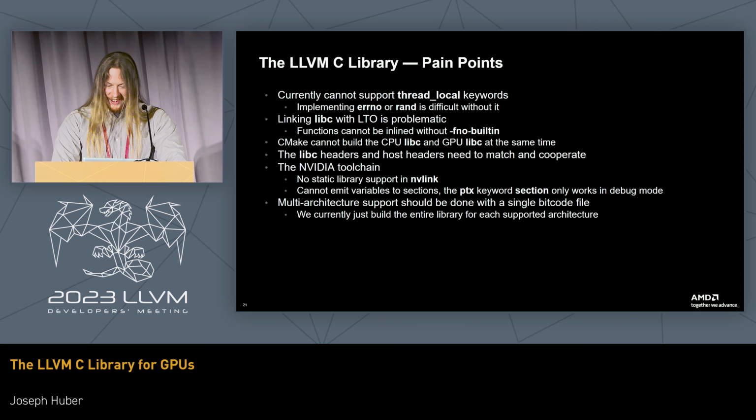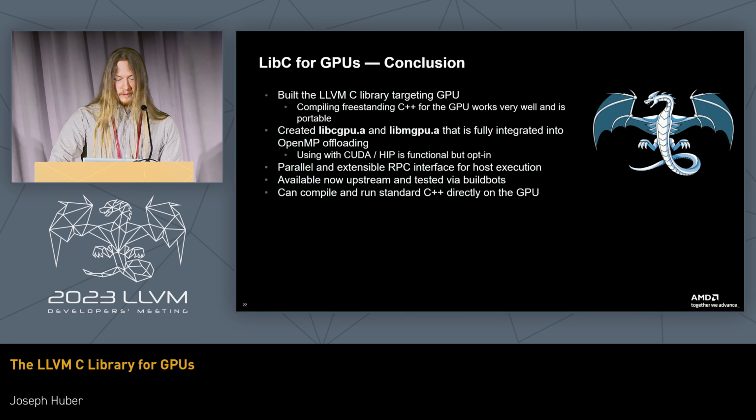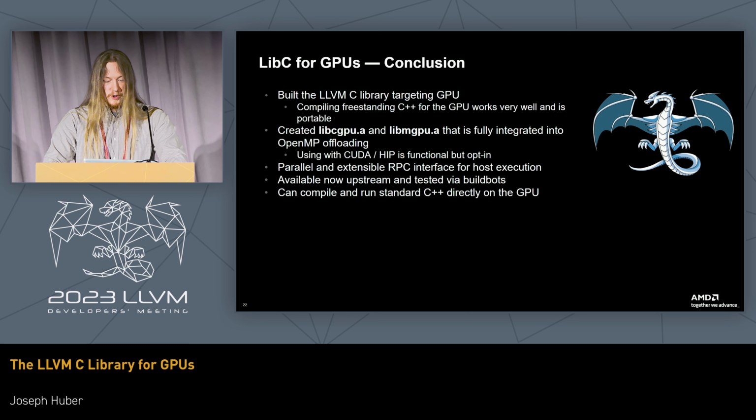I'll fix that eventually. Alright, so in conclusion, I built the LLVM C library targeting the GPU, and it turns out that compiling freestanding C++ for the GPU works surprisingly well. And it's not super surprising when you think that most offloading languages are pretty much just C++ with some built-ins made to look like nice little keywords. So I created this libc GPU and libm GPU, which are just static libraries that you can link. They're fully integrated into OpenMP offloading at the moment.